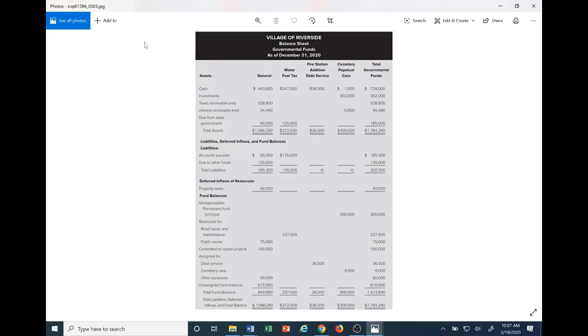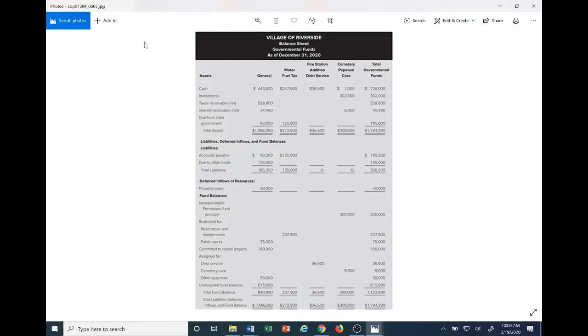Next, restricted. This is going to be coming from an outside source like bond covenants and stuff of that sort. So the only thing we have restricted here for road repair and maintenance is $237,500, and then we also have some restricted for public works in the general fund. So for committed, we have committed to capital projects of $100,000. And remember, committed is at the highest level within the government, putting the constraints.